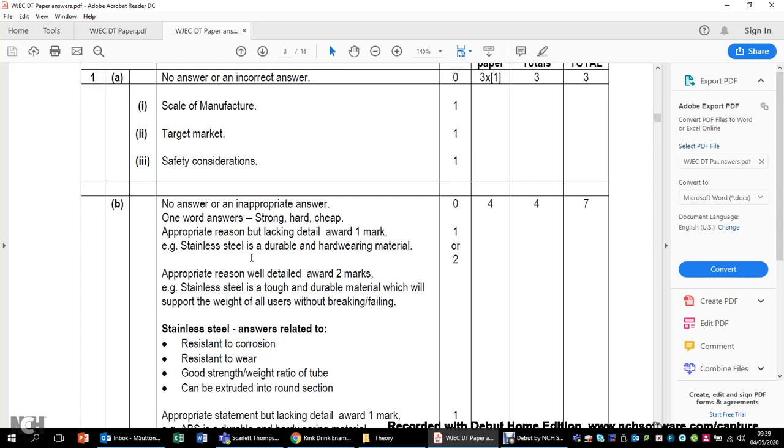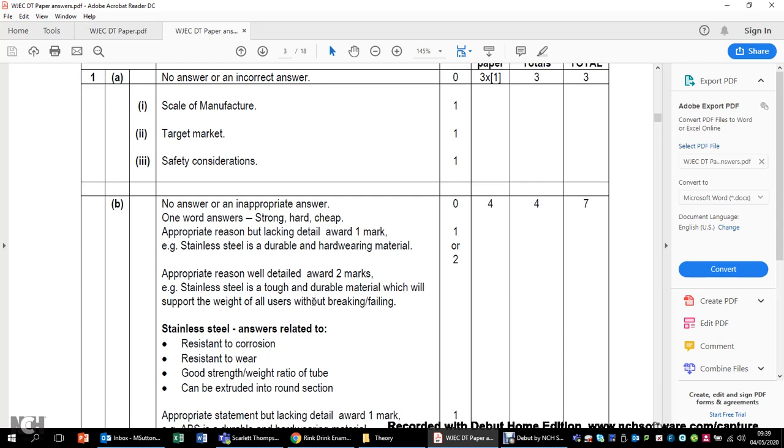So yes, stainless steel is durable and hard wearing, but what effect does that have on the product? An appropriate reason, well detailed, award 2 marks. E.g., stainless steel is tough and durable material, which will support the weight of all users without breaking or failing. Or you could say stainless steel is durable, hard-wearing and corrosion-resistant, therefore it will not be damaged by the moisture present when it's outside. These are the things that you've got.